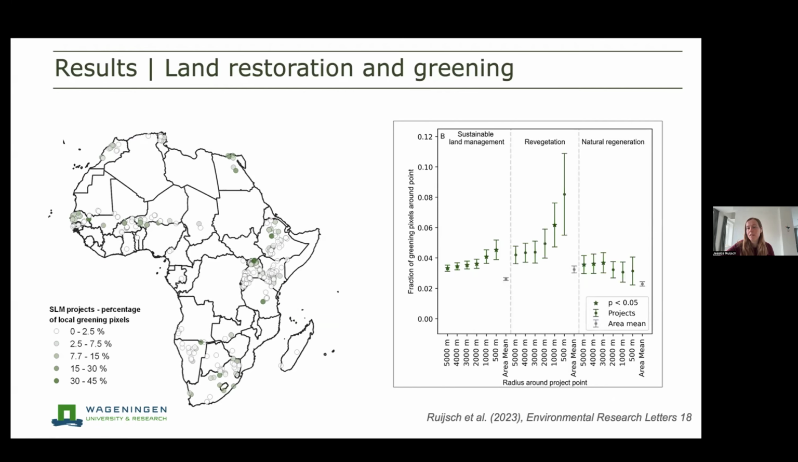If we look at the subset of data, revegetation, which is the active planting of vegetation, we see a bit of a larger amount of greening, but mainly on smaller regions. And for natural regeneration, which is usually something like area protection so that you can let the vegetation grow by itself, we see vegetation greening mainly for larger regions.